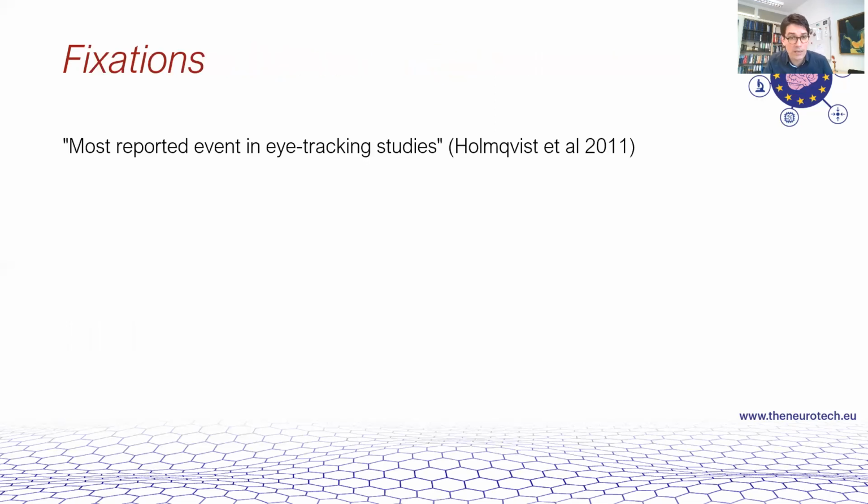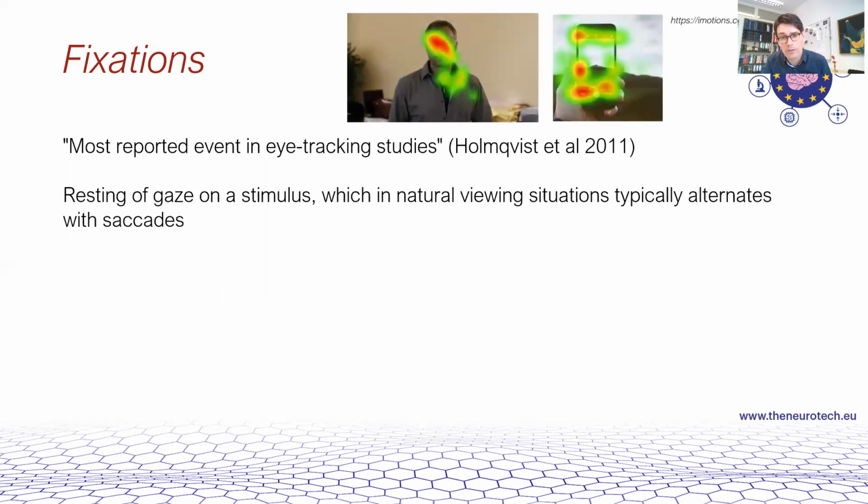Fixations, first of all, are a widely reported type of eye movement, the most reported event in eye tracking studies, according to Holmqvist et al. This becomes obvious from a number of psychological and neuroscientific studies in humans and non-human primates, where the eye position or gaze position is recorded while observers view natural stimuli, for example, while humans read, view scenes, and so on and so forth.